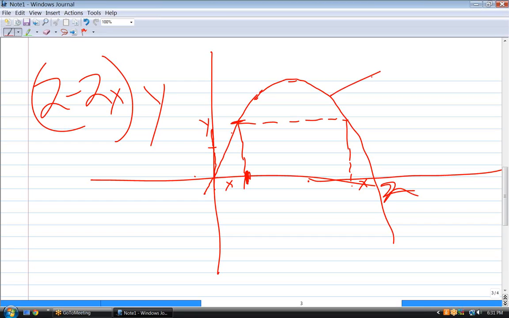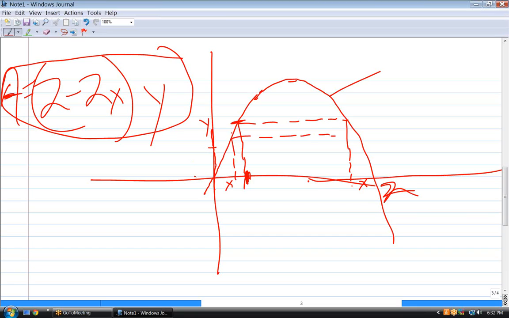So here's your area function right here. This is your primary function. And the only difficulty with it is defining the base of that rectangle as 2 minus 2x. That's a little tricky to notice. But notice that even if I drew that rectangle like this, that's still x right there, so it's still 2 minus 2x. So no matter how I draw that rectangle, the base of it is 2 minus 2x, and the height of it is y.